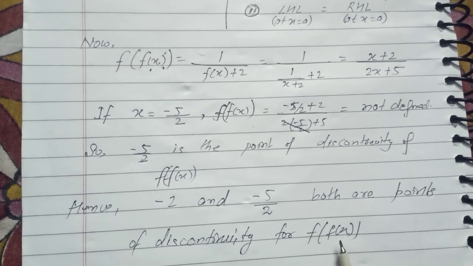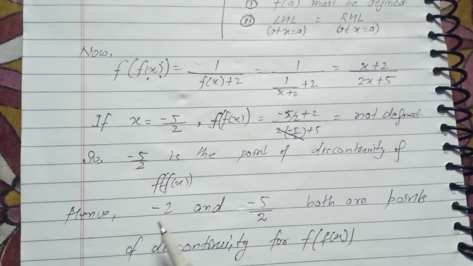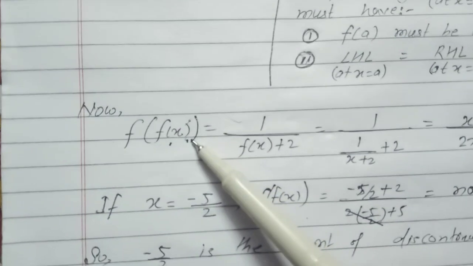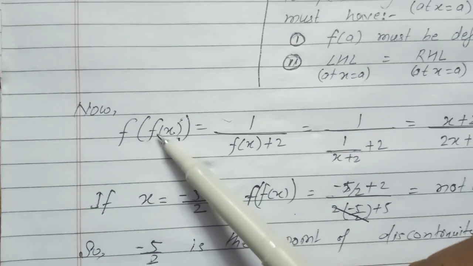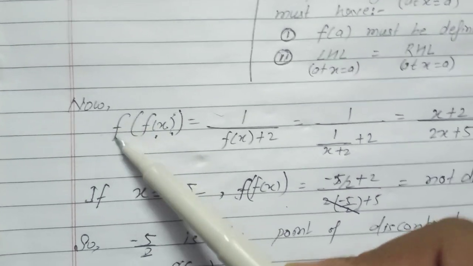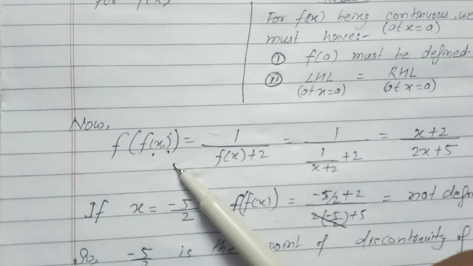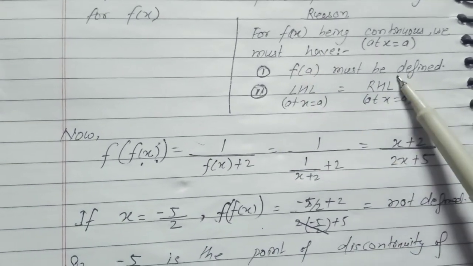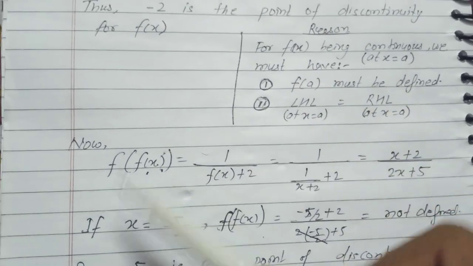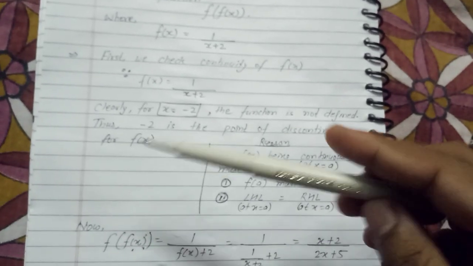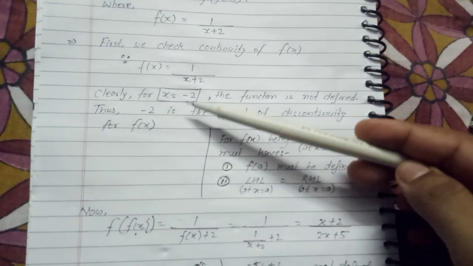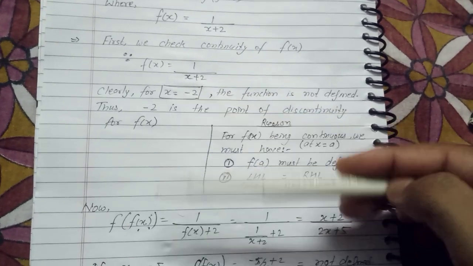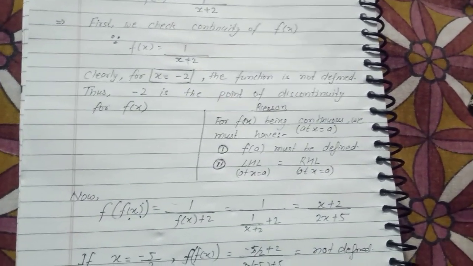The main thing here is that we also have to take this value minus 2, because if you take a value for which f(x) is not defined, then the composition is also not defined, and we know that for being continuous the functional value must be defined. So the main thing in this problem is that we have to take both values of x that will make the function and the composition function undefined. We have to take both of them.